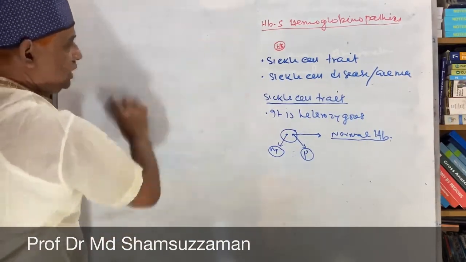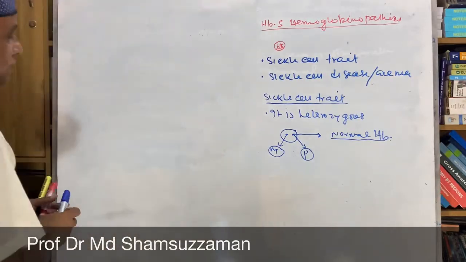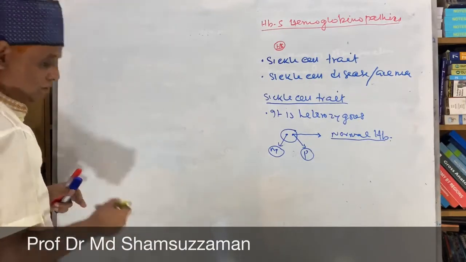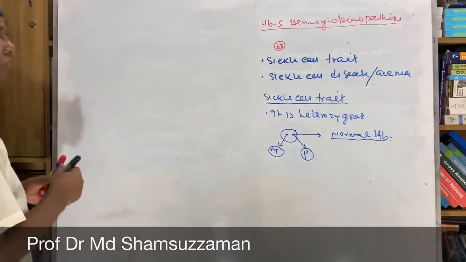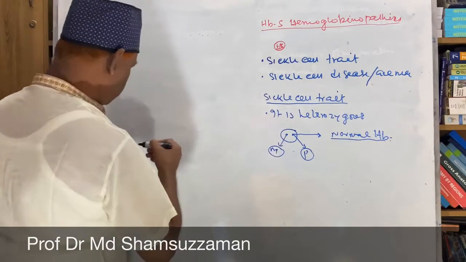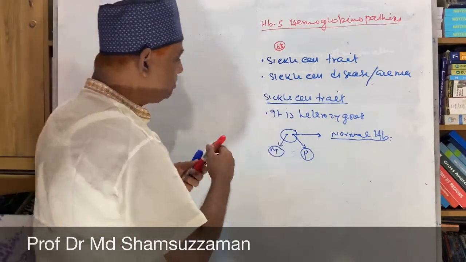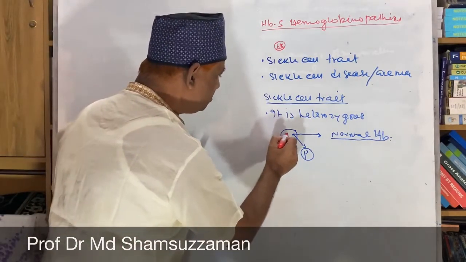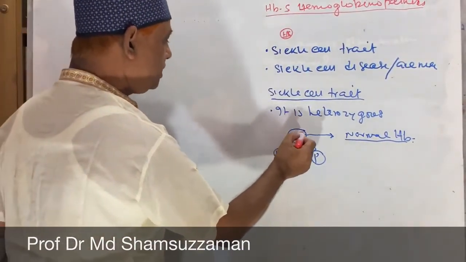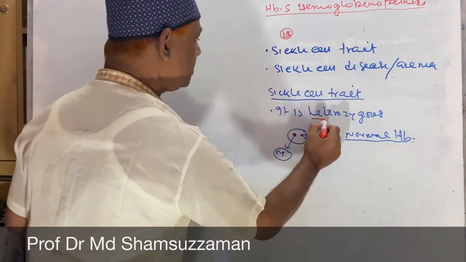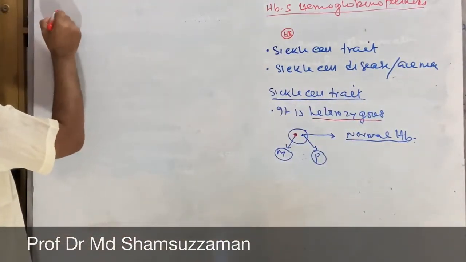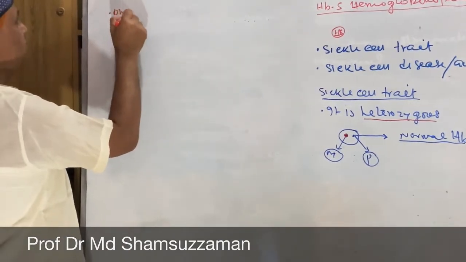What happens in sickle cell trait? In sickle cell trait, it is heterozygous. It means one gene becomes mutant. So in sickle cell trait, there is one mutant gene and another normal gene. So it is heterozygous, as one gene is mutant.